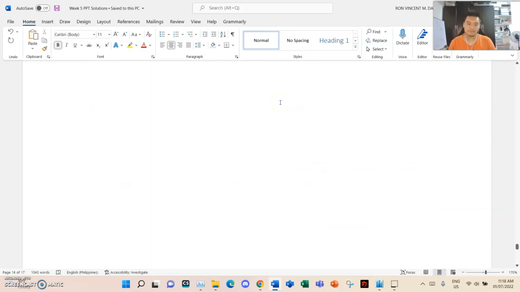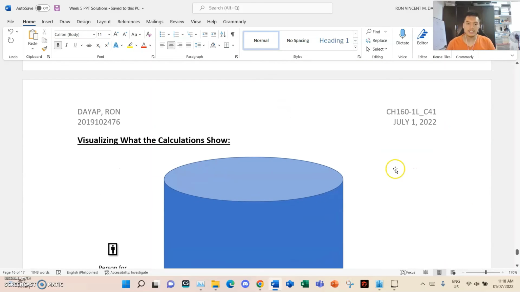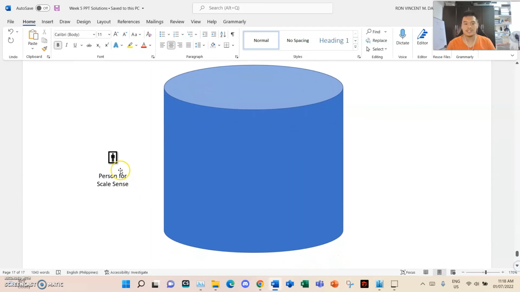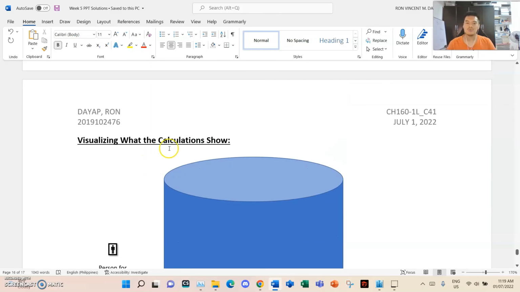Here's a visual diagram. This is a representation of what the simulator shows us. For example, this is me, this is my height, and this is the volume, the length. This is the volume the simulator shows us, 5 point 8 something times 10 to the power of 17. Very, very large. This is what the simulator shows.